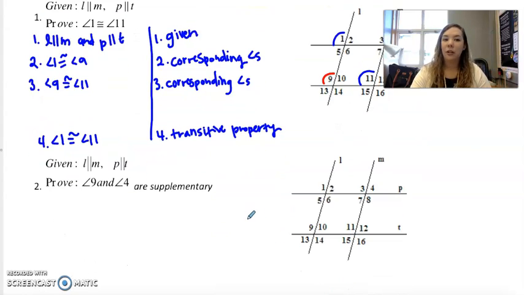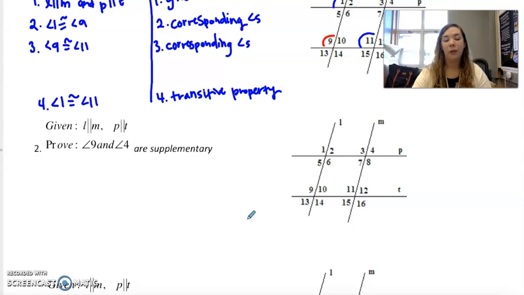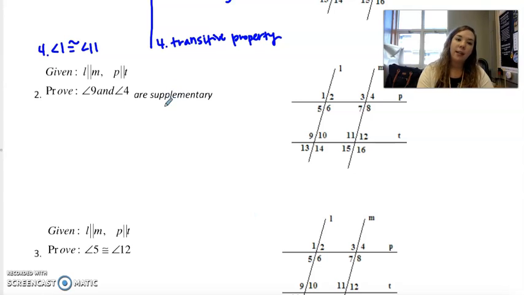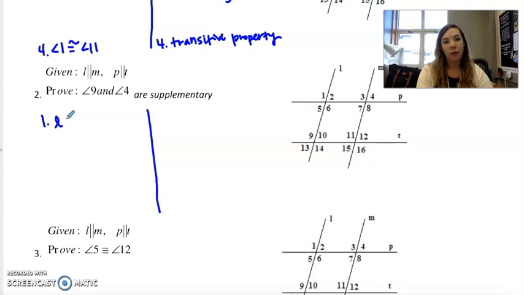Okay, here, let's do another example. This time we want to prove they're supplementary. So instead of the transitive property, we'll be using the substitution property. When I set up my proof, statements on one side, reasons on the other, I always want to start with what was given to me. You don't want to leave that off. That's an easy point to get. You don't want to lose that point. So I'm going to say that these sets of lines are parallel because that was given to us. And then it is our goal.